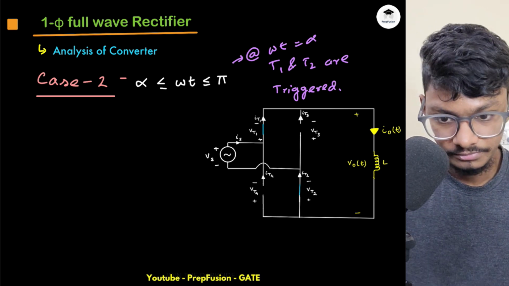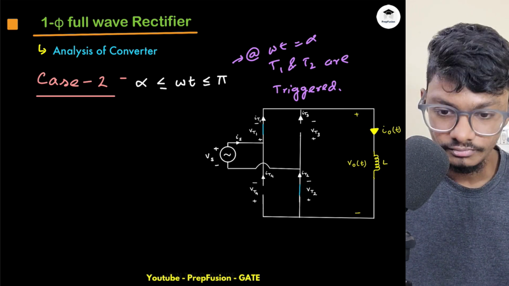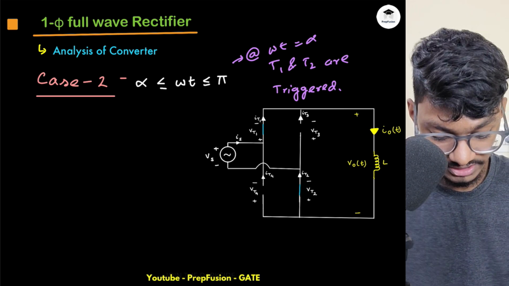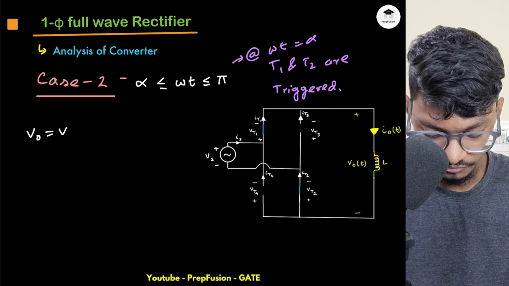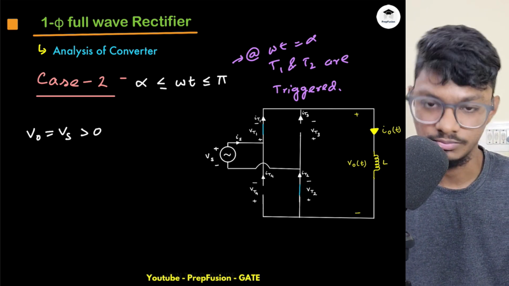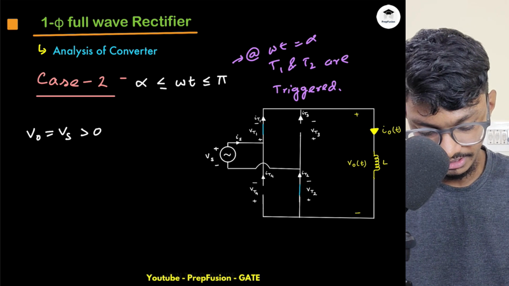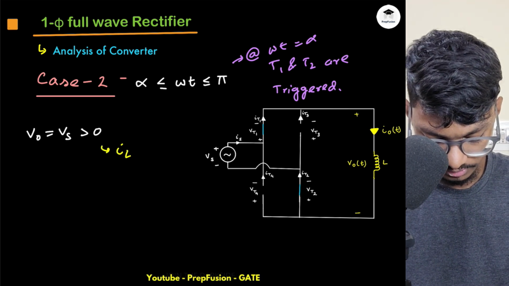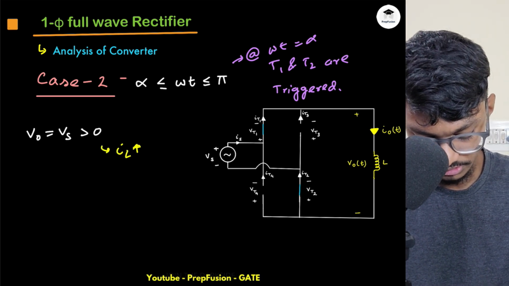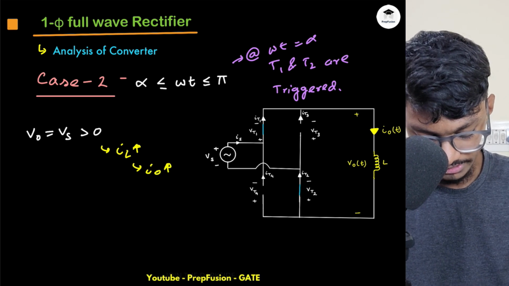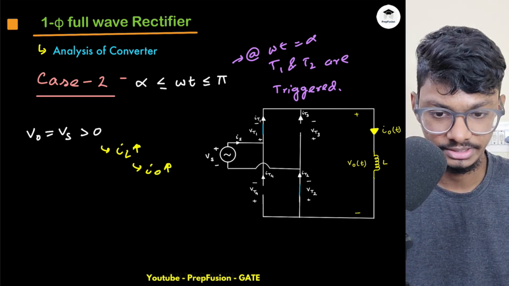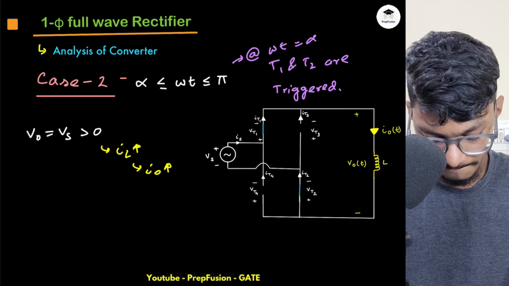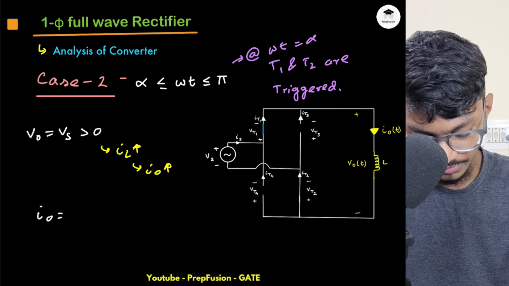T1, T2 are on. Now what can I say is what will be my VO output as soon as they're on, right? My VO will be simply equal to VS, which is positive. If this is positive, that means my IL, or IO, will increase, and whatever I have derived in the previous case will be the same here as well. My IO expression can be written like this.